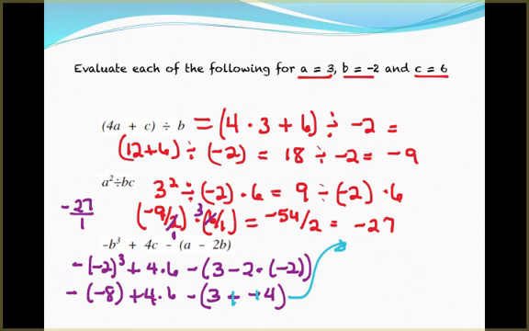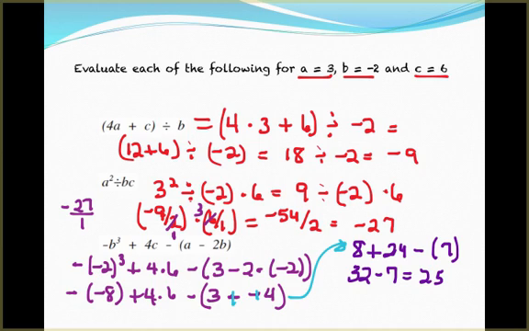So now I can go ahead, following with the order of operations. I would do my multiplication. I can go ahead and actually do the negative of -8 and get +8, plus 4 times 6 is 24, minus 3 plus 4 would be 7. And now doing my operations from left to right, I have an addition. 8 plus 24 would be 32, and 32 minus 7 would be 25.